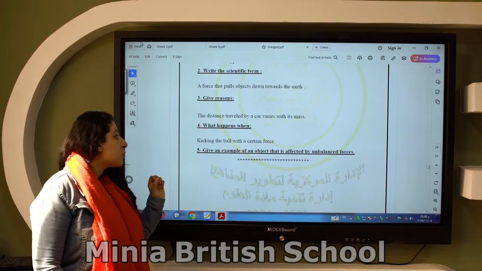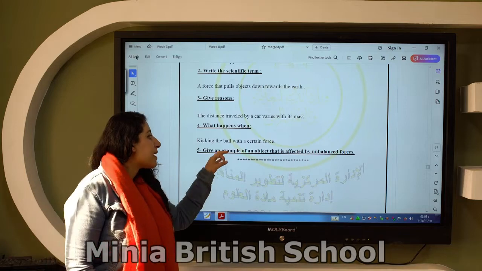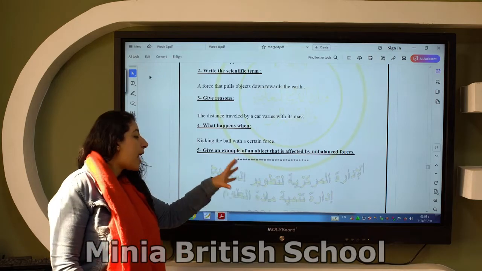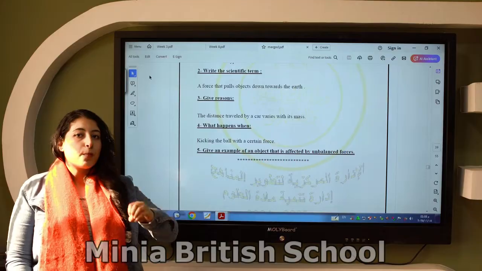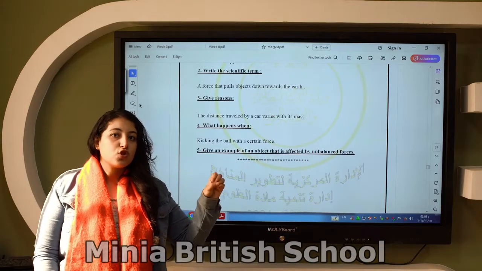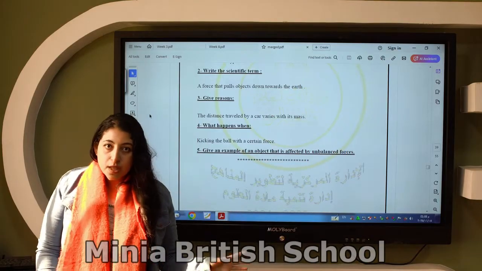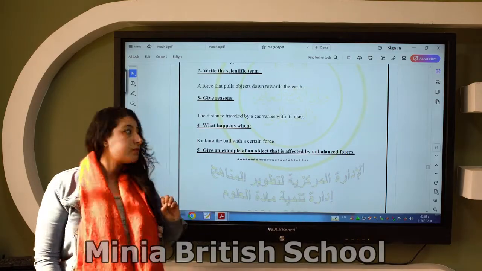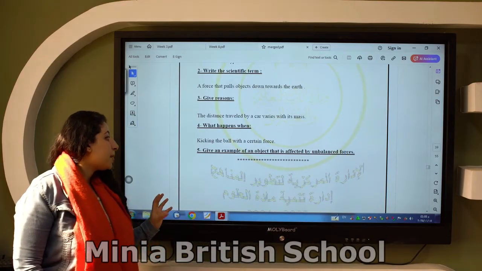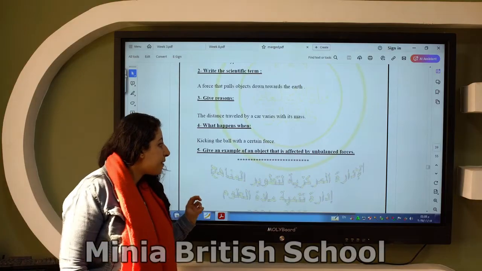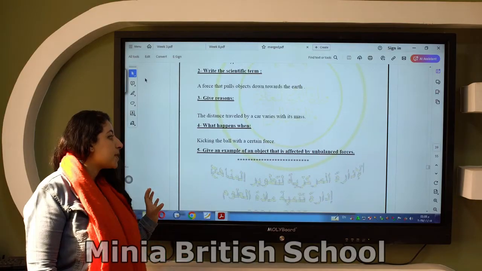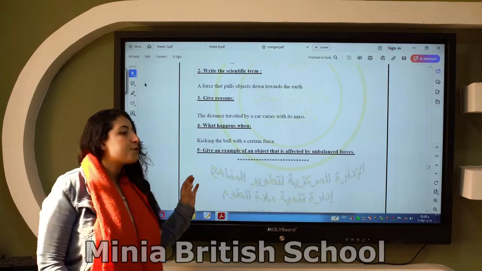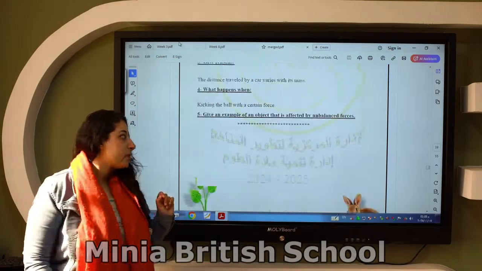What happens when kicking the ball with a certain force? What will happen? The speed of the ball increases and it changes its direction. Or I can say the ball will move a distance. Give an example of an object that's affected by unbalanced forces. The object will move to the greater force.